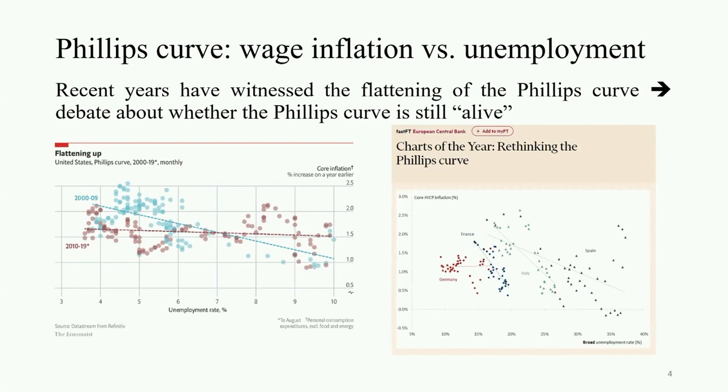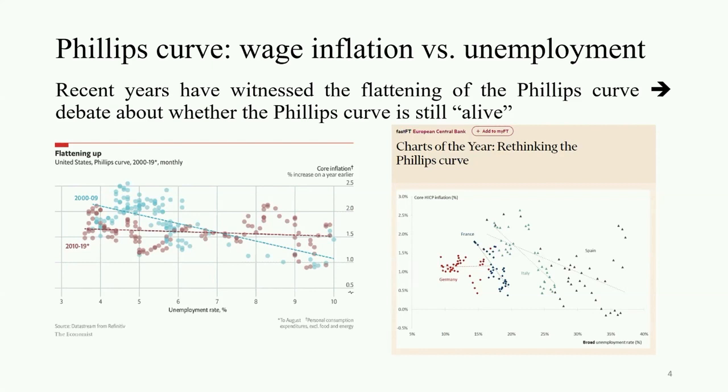The reason is that in many countries, especially in the US, after the recession, it seems like the Phillips curve is flattening. We can no longer observe the negative link between inflation and unemployment in the US, whereas in other countries like France or Italy, the negative link is still pretty much there. So the recent debate is about whether or not the modern Phillips curve is flat or still has a negative slope. And if it is flattening, what could be the reasons behind it?